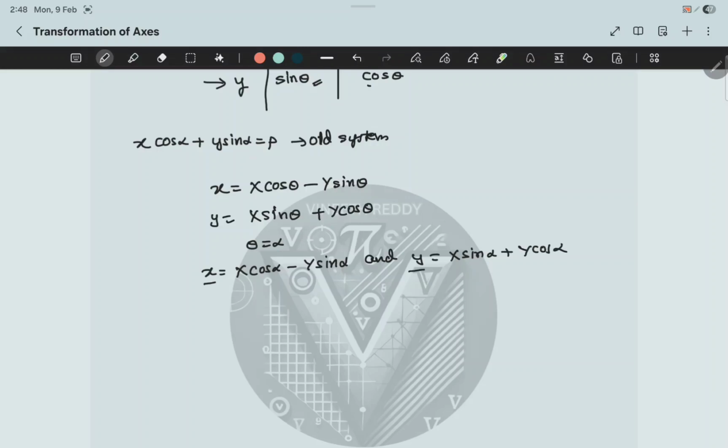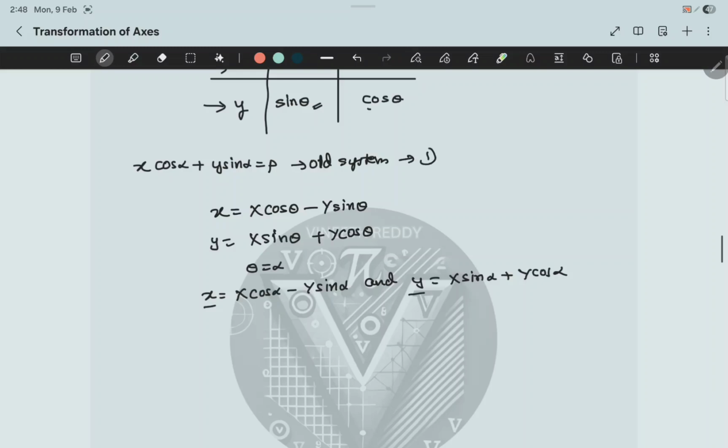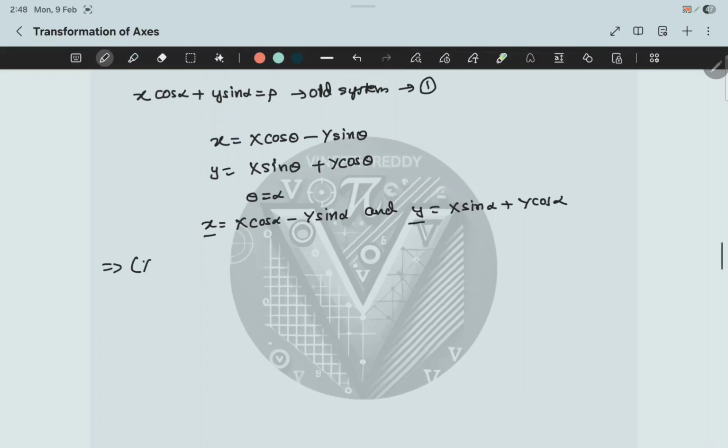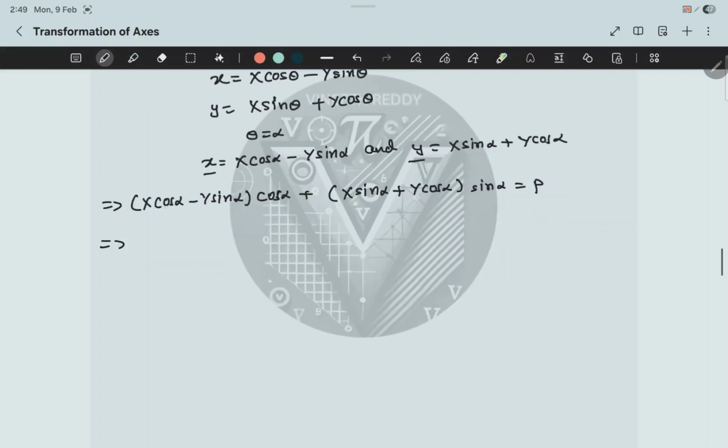Now we just have to replace small x and small y with these values in this equation number 1. So we get, instead of small x, we write capital X cos alpha minus capital Y sin alpha, multiplied by cos alpha, and then plus y sin alpha. Instead of y we can write capital X sin alpha plus Y cos alpha, multiplied by sin alpha, equals p, right? So we can write X cos alpha into cos alpha is X cos square alpha, minus Y sin alpha into cos alpha is minus Y sin alpha cos alpha. X sin alpha into sin alpha is X sin square alpha, plus Y cos alpha sin alpha. I hope you understood this step. That is equal to p, right?